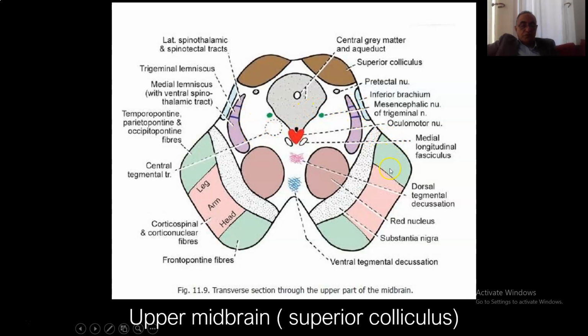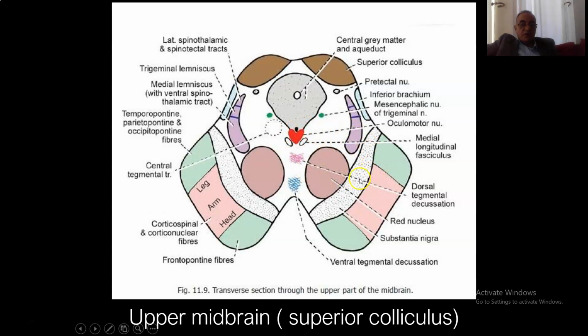Also, a very important structure present here, the cerebral peduncle, as we said. We said the temporopontine, frontopontine fibers and the corticospinal fibers, the substantia nigra. There is the red nucleus. The red nucleus is a part also of the extrapyramidal system, what we call the dentato-rubro-thalamic pathway, if you remember, in the cerebellum. So it takes from the dentate nucleus and it goes to the thalamus, the ventral anterior nucleus of the thalamus. As we have a cranial nerve in the lower midbrain, we have another one in the upper midbrain, which is the nucleus of the oculomotor nerve. And we have some tegmental decussation, the ventral tegmental decussation, dorsal tegmental decussation, and the lemnisci.